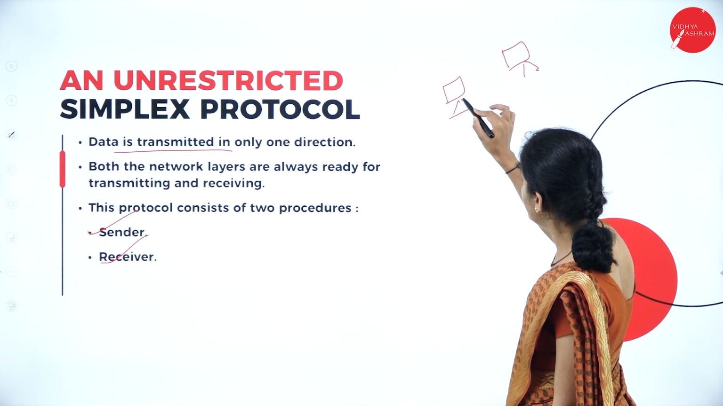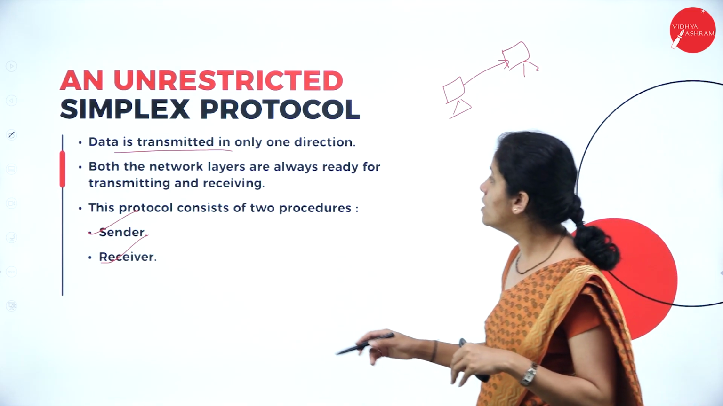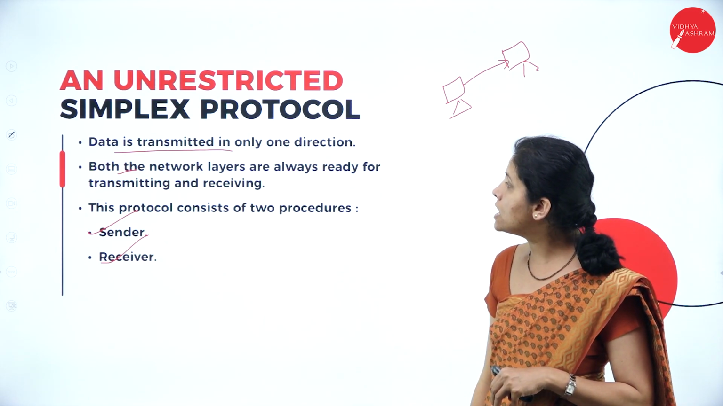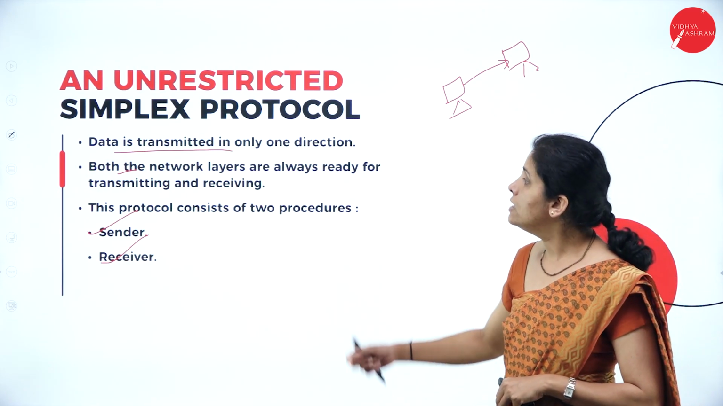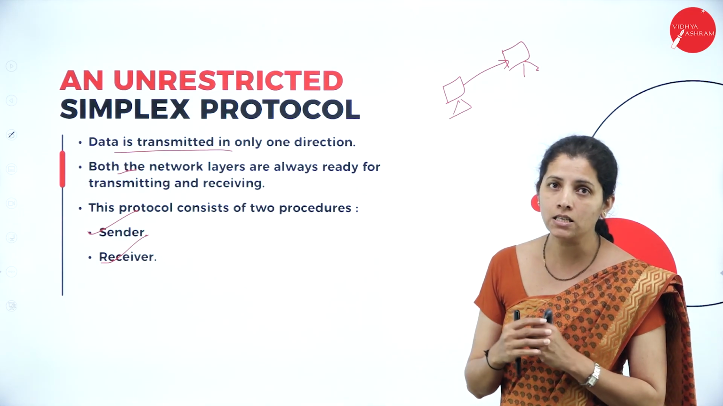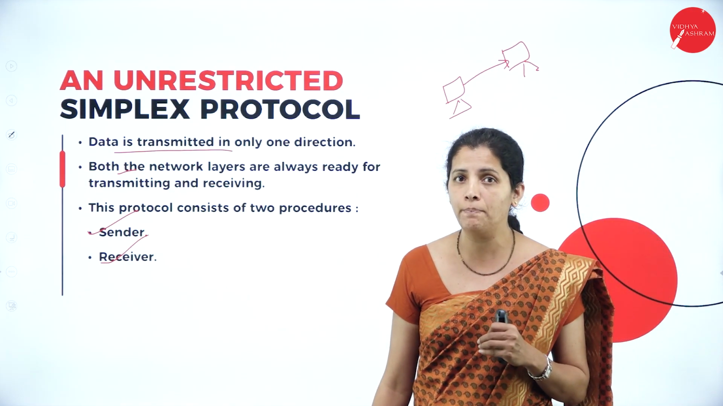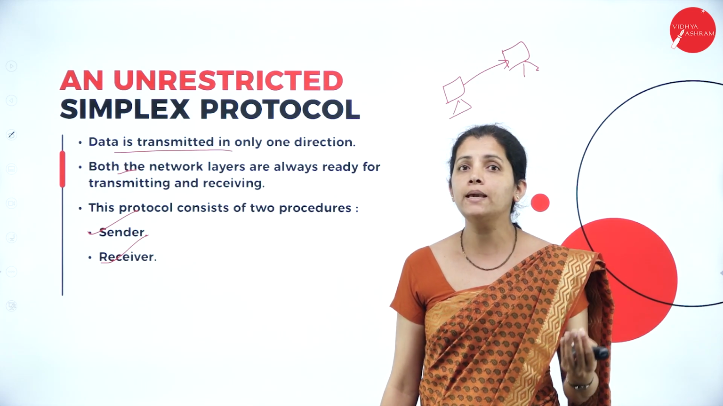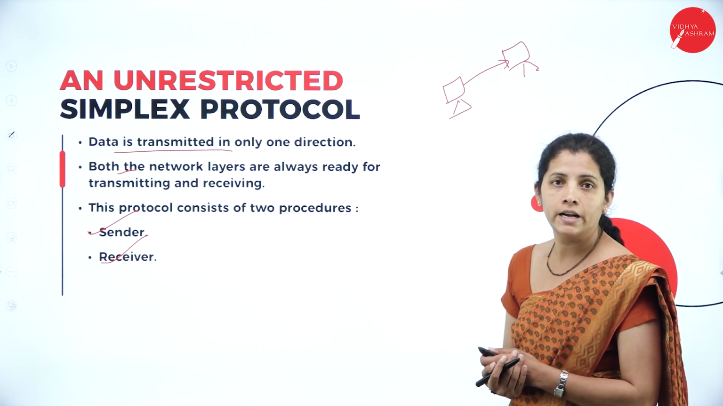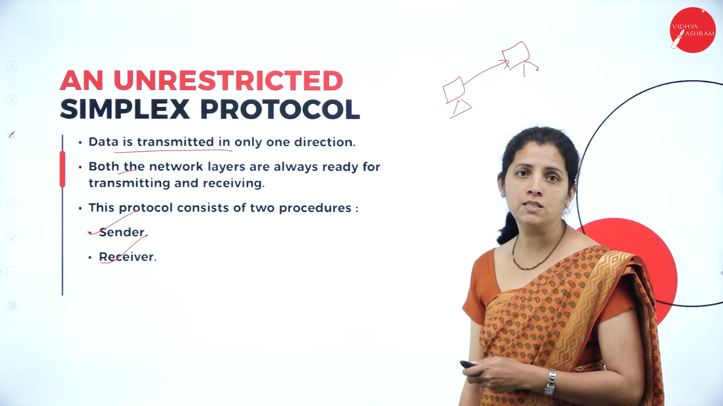See here, if this is my sender, the sender is able to send, in only one direction. Both the network layers are always ready for transmitting and receiving. So here the data link layer is responsible for sending the data as well as receiving the data. And in simplex mode, the best example is the keyboard. Through the keyboard, we are able to feed the data, but we are not able to receive the data. So this is all about the unrestricted simplex protocol.